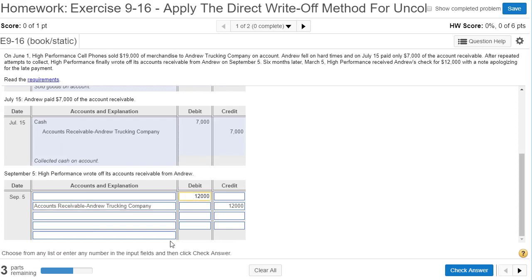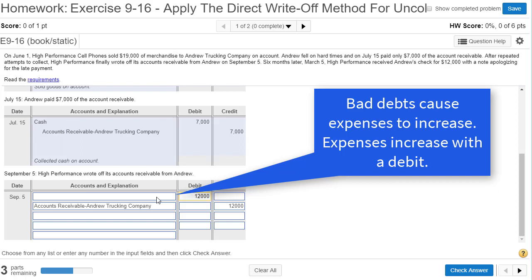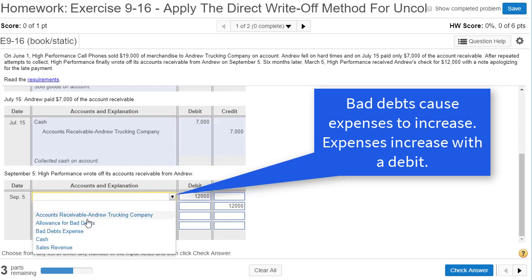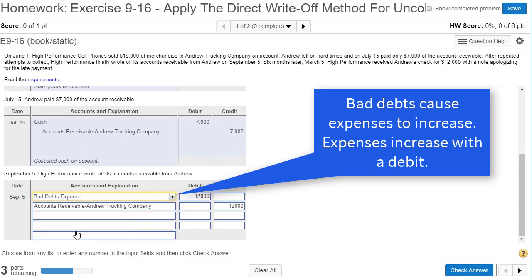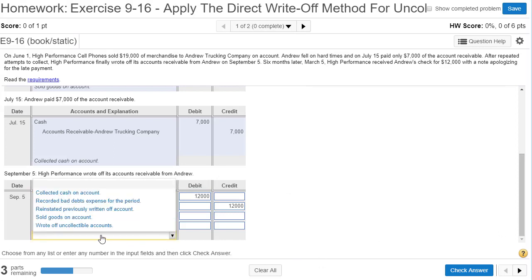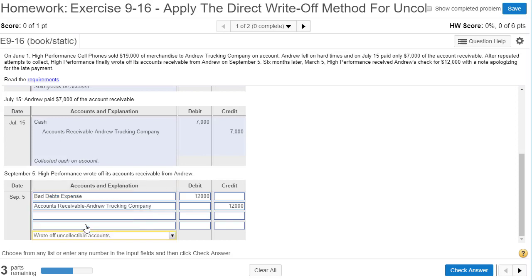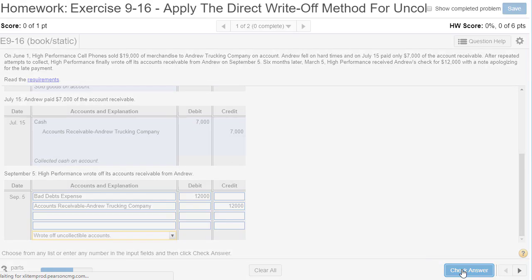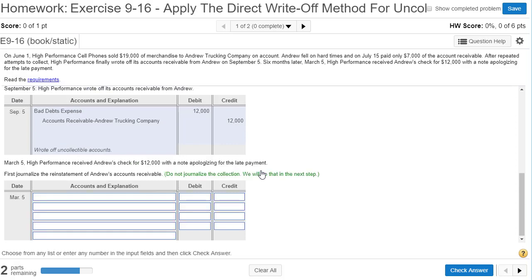So now we have to record an expense, and expenses go up with a debit, and that expense is called bad debt expense. And this is called writing off an uncollectible account. So we've deemed Andrew Trucking Company as an uncollectible account. We remove the AR, and we record bad debts expense. So that was back on September 5th.